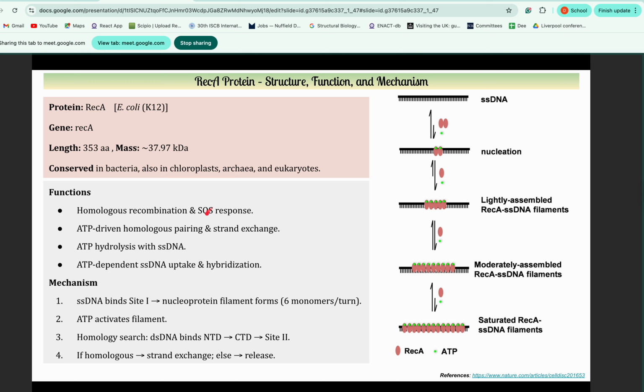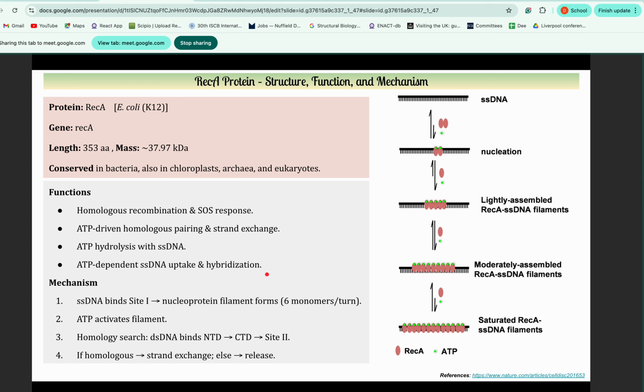So SOS is like a save our soul response, which is the last DNA repair process in prokaryotes, taking place when no other mechanism works. SOS is the end goal, meaning when nothing is left, the SOS repair mechanism gets activated, in which different enzymes are used. In that case, rec-A is also used in this pathway. This is an ATP driven homologous pairing and strand exchange pathway, with ATP hydrolysis with single strand DNA, and ATP dependent single strand DNA uptake and hybridization.